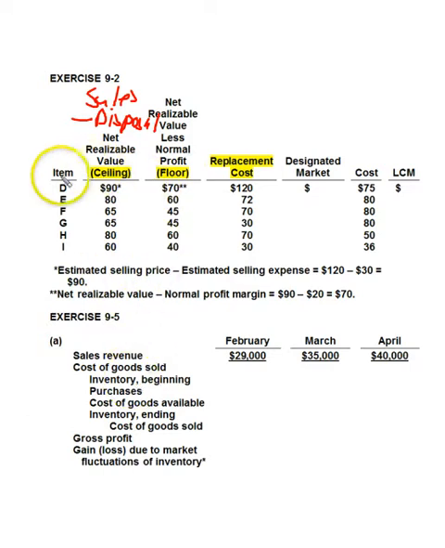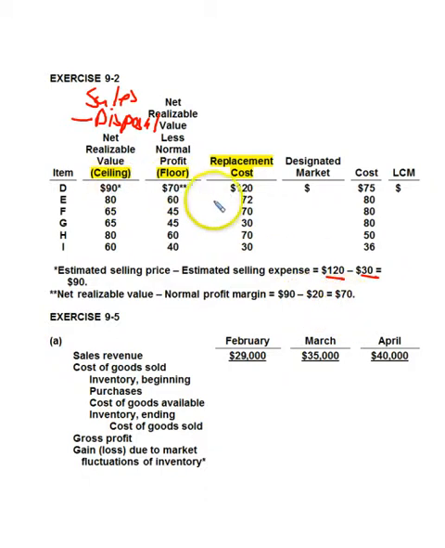So looking at the first item, item D in this problem, we're given the $120 replacement cost. We're also told the selling price is $120. Selling expenses are estimated to be $30. So that gives us this net realizable value of $90. And remember, in accounting, net realizable value means cash value. We realize things with cash. We're also given the $20 profit margin. So we take that $90 net realizable value, subtract our $20 profit margin from that, and we'll get our floor of 70.